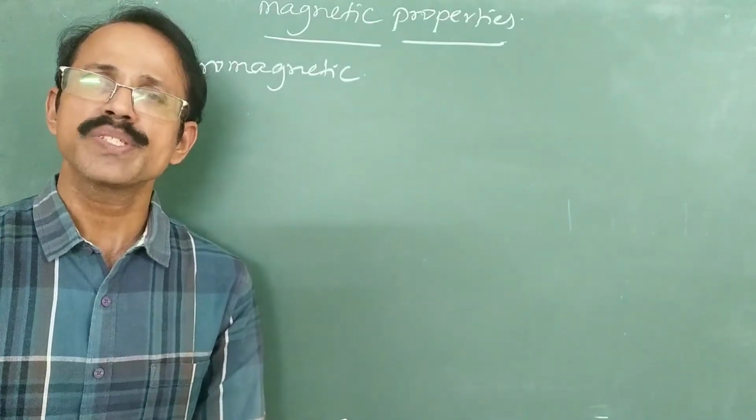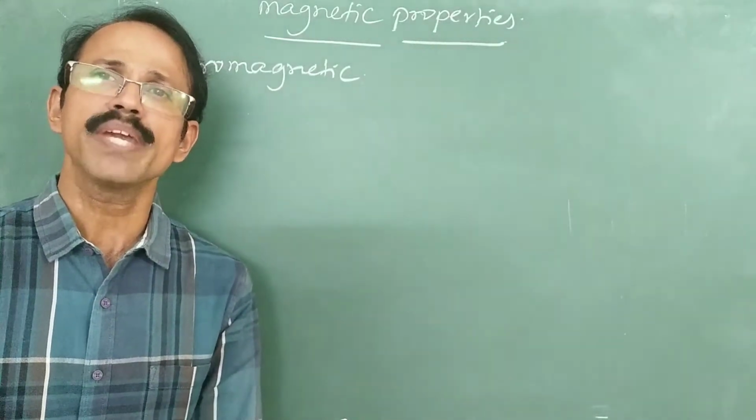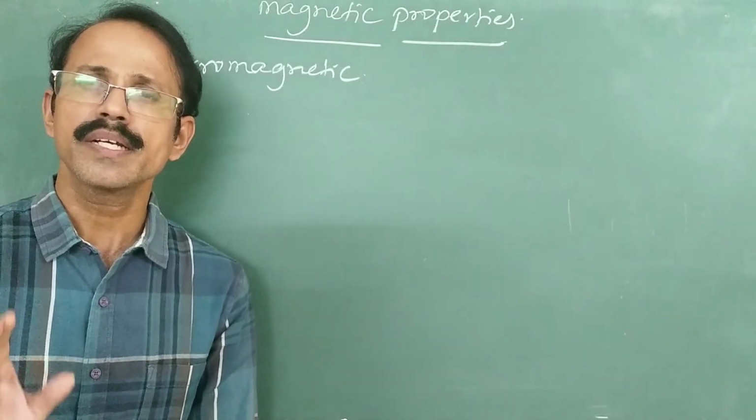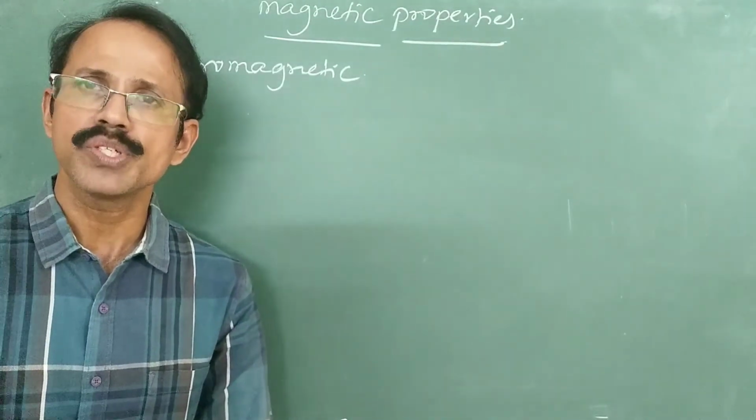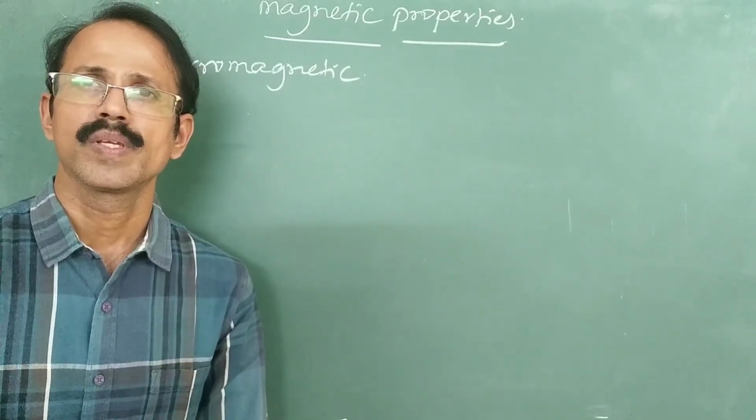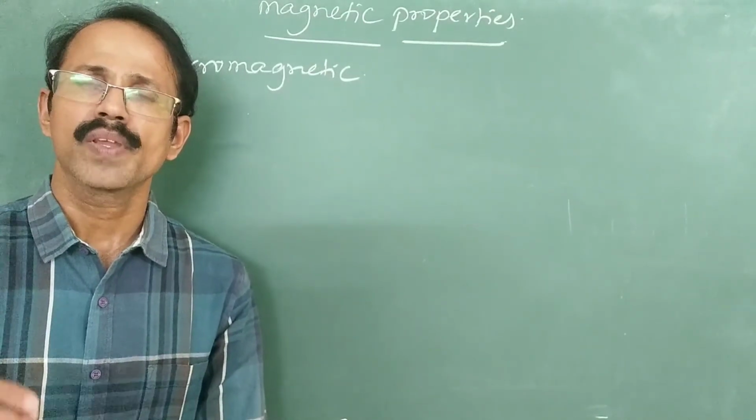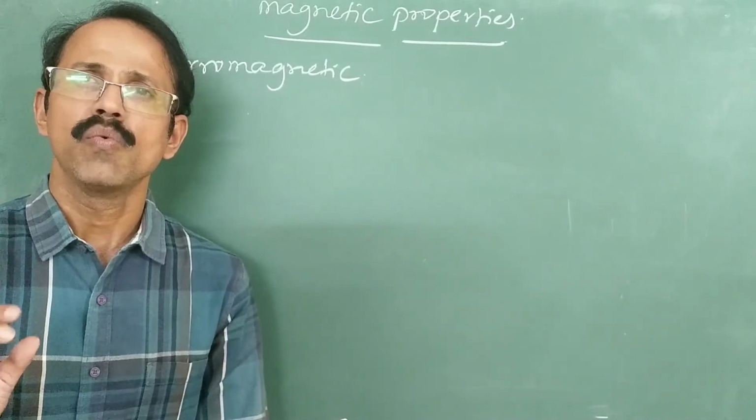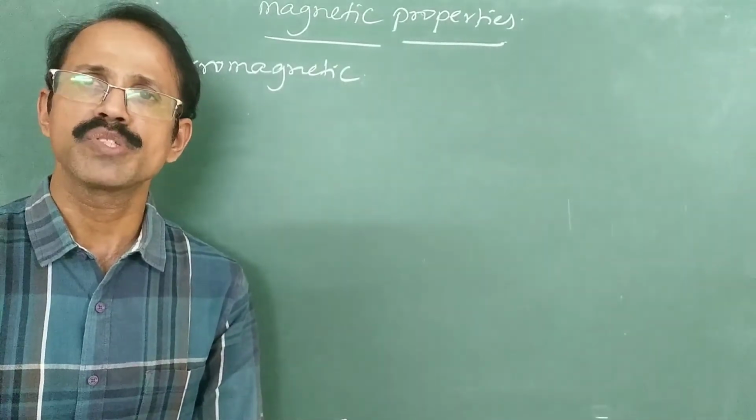These are the substances which are expected to behave like ferromagnetic substances, but the resultant magnetic moment becomes 0. So why does the resultant magnetic moment become 0? Let us see.